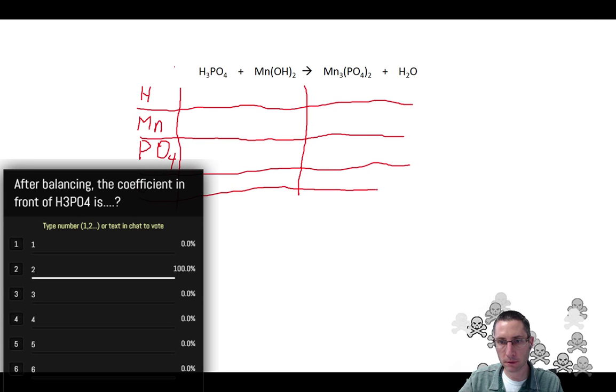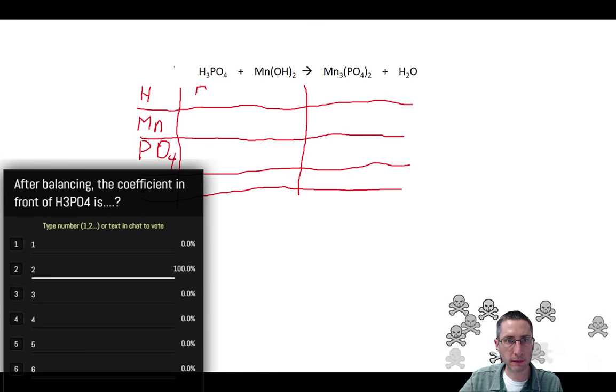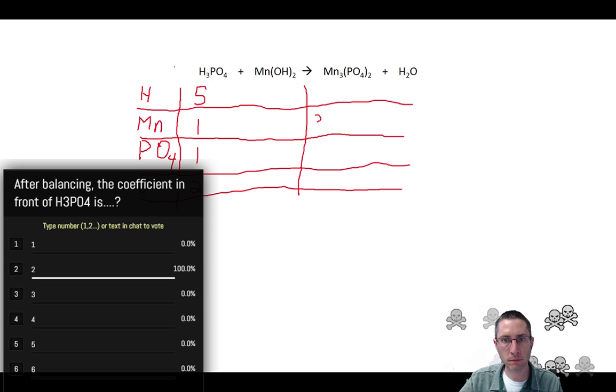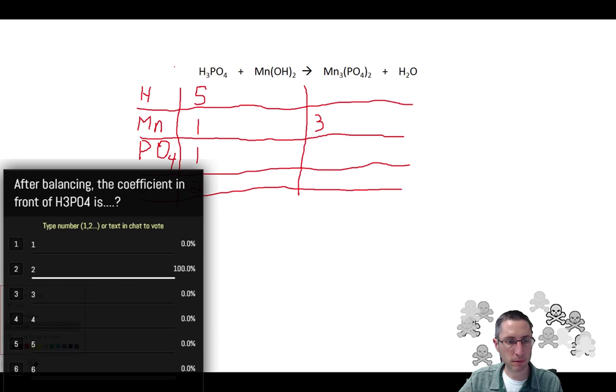You have the right numbers to start. There should be 5 hydrogens to start. On the left, 1 manganese, 1 phosphate, oxygens. On the right, should start with 3 manganese, 2 phosphates, 1 oxygen. Oh, got away from me. 1 oxygen on the right.